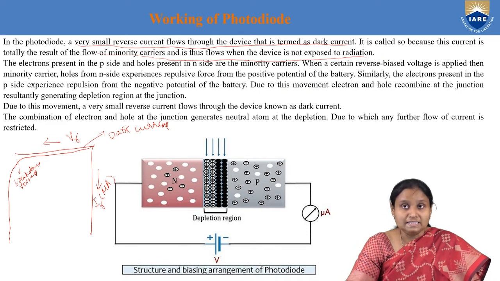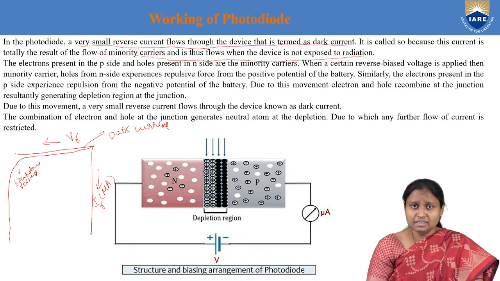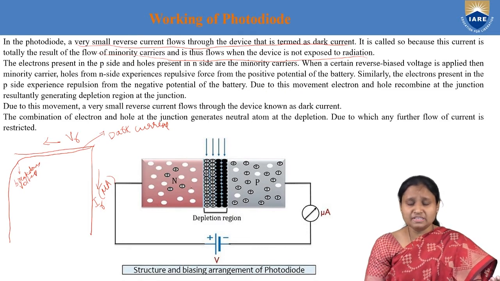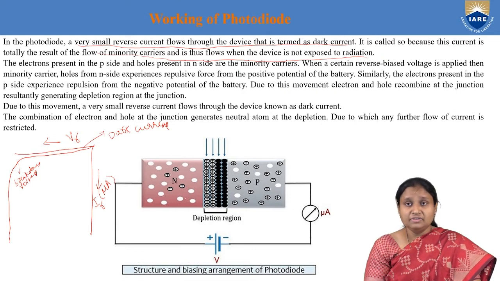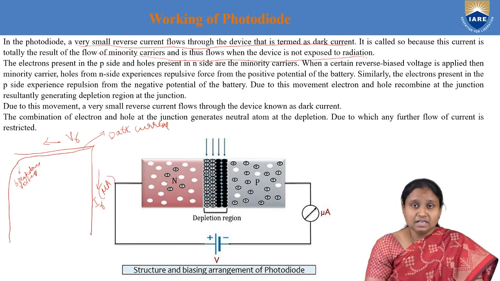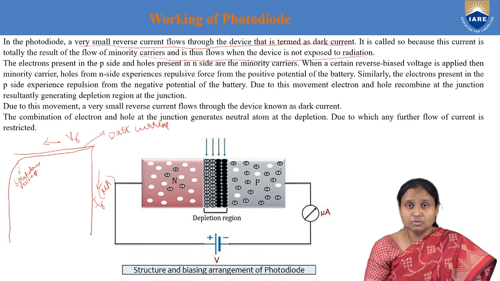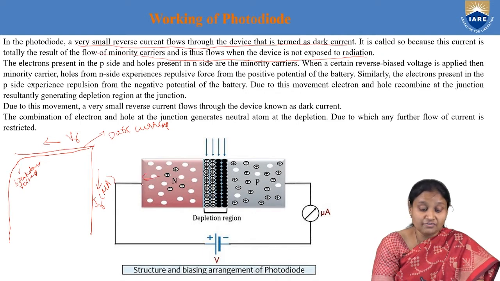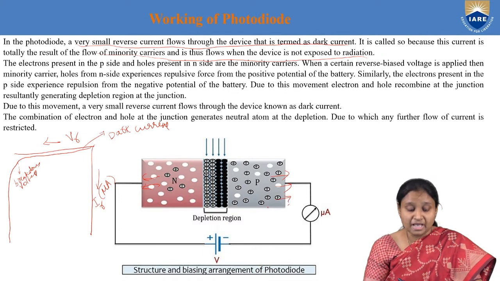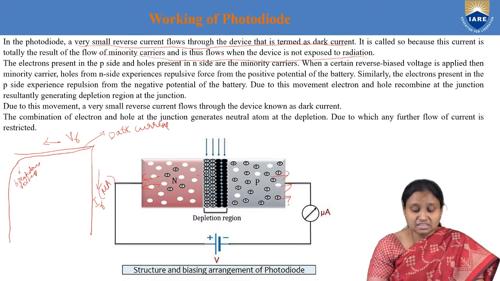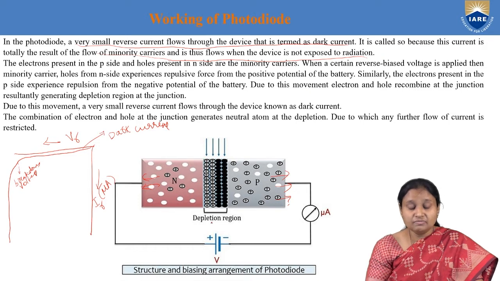Now next, I have already explained that when we take our PN junction and reverse bias it, the electrons in the N region are attracted towards the positive terminal. Similarly, holes in the P region are attracted towards the negative terminal, and they move away from the junction region, thereby increasing the potential barrier. So in the junction region, there will be formation of immobile charge carriers.